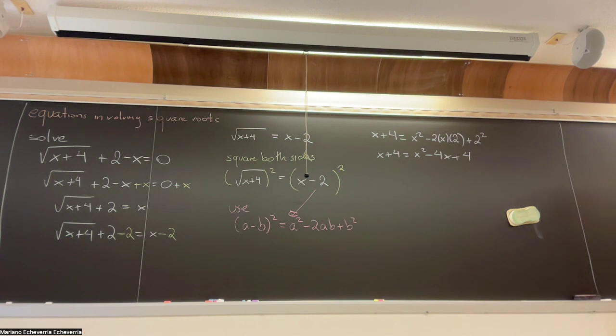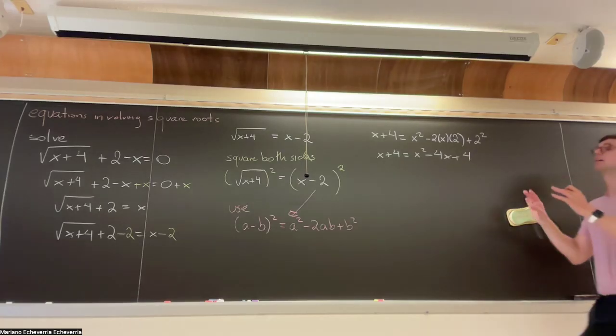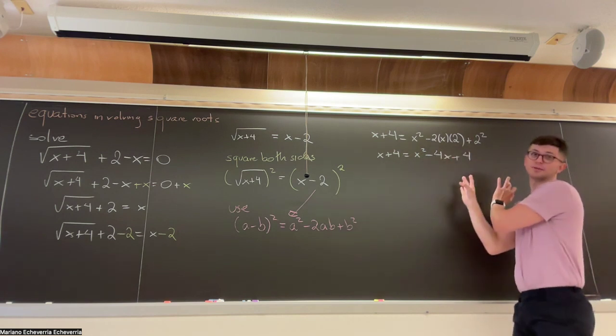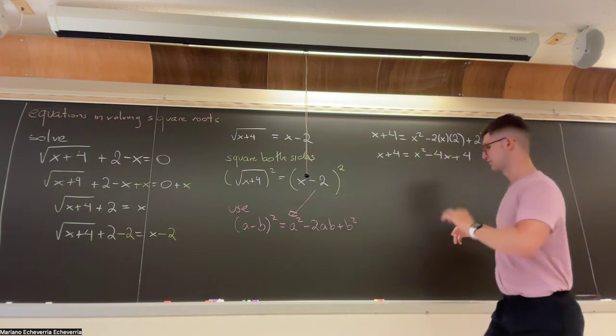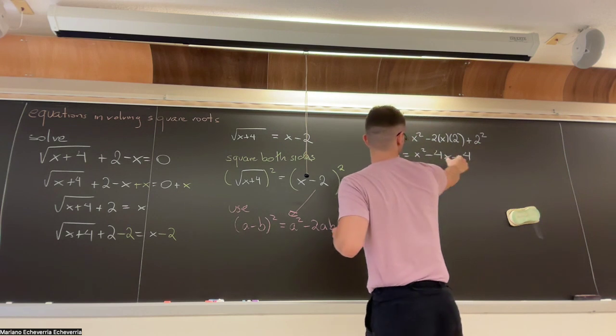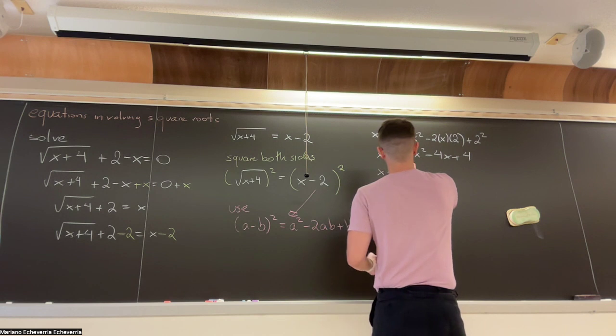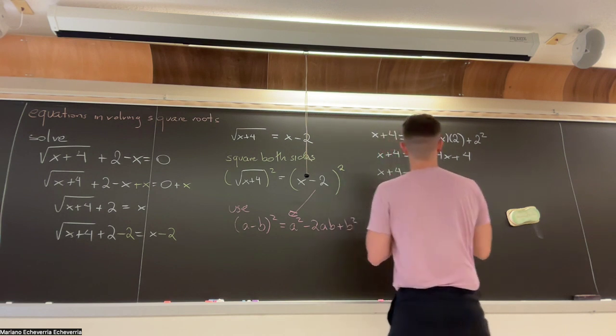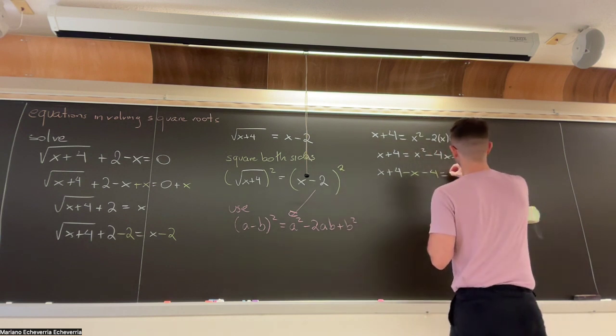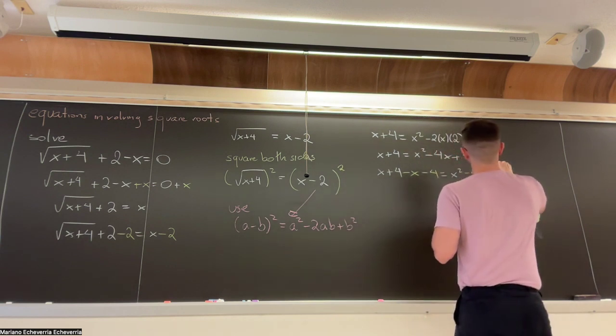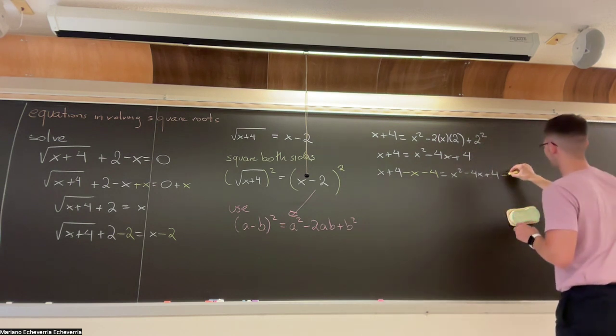Okay, and now you get to a more regular equation that we have solved before, because it's a quadratic equation. To solve a quadratic equation, it is useful to have everything on one side of the equation. So I'll subtract x on both sides and also subtract 4. I'll do both steps at the same time, because it's not too complicated. So I'll do this minus x minus 4.